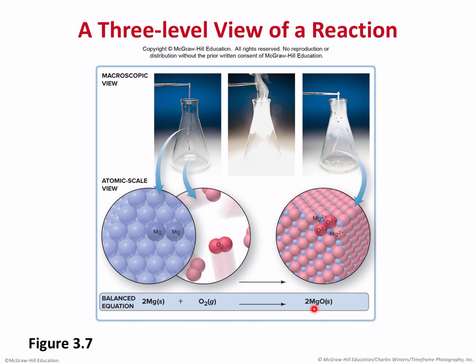In this one, magnesium is +2 charge and oxygen is -2 charge. MgO, solid. So magnesium is a solid, oxygen is a gas, and magnesium oxide is a solid. And this is the balanced equation: 2 magnesium with 1 oxygen, giving us 2 magnesium oxide.